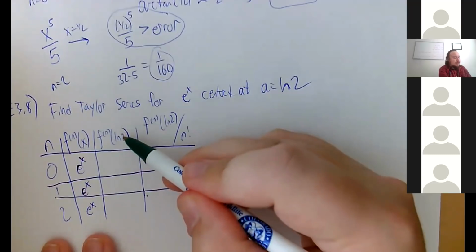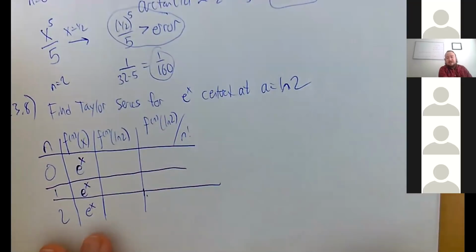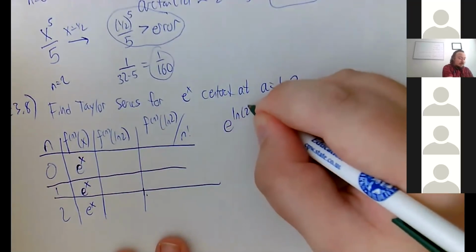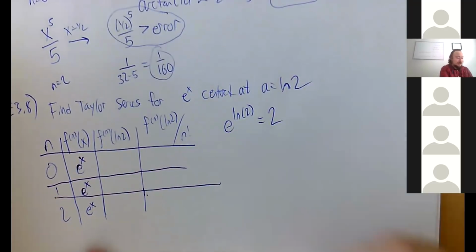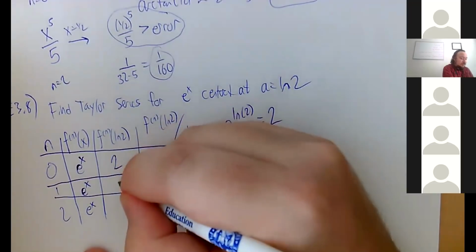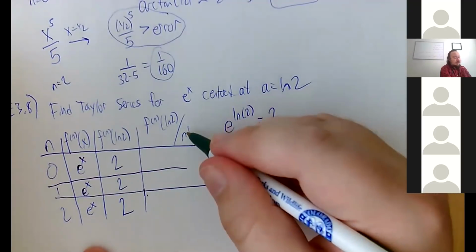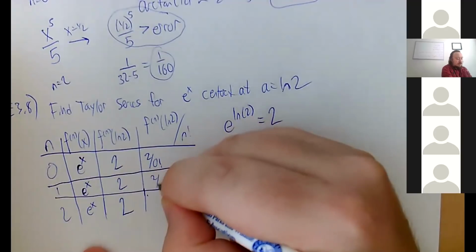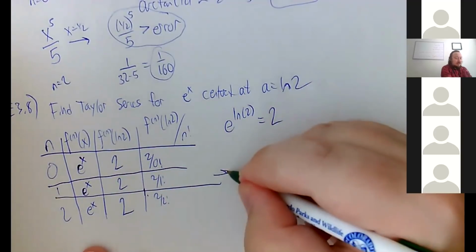All right, now what I'm going to do is plug a natural log of 2 in for all of these. And what's e to the ln of 2? Well, that's just going to be 2 because e and natural log are inverse functions. So we end up with 2 for all of those. And then finally, the last thing we have here is we divide by the relevant factorial. 2 over 0 factorial, 2 over 1 factorial, 2 over 2 factorial, etc. like that.